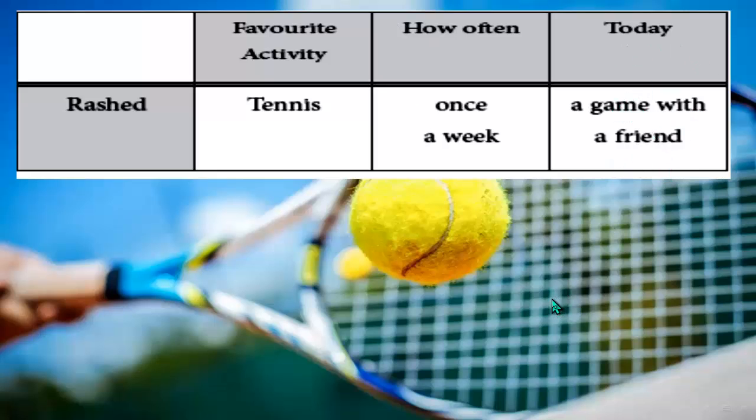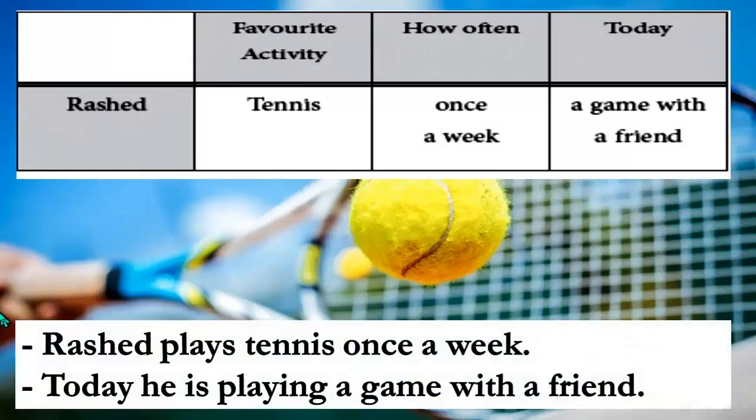So how can we form a sentence in present simple and how can we form a sentence in present continuous? As you see here, we can start with the subject. Rashid plays tennis once a week. This is in present simple, right? Because the verb has an S. Rashid plays. Let's go on to the second sentence here. Today he is playing a game with a friend. So today is present continuous, here he is playing. We added ing to the verb because it's present continuous.